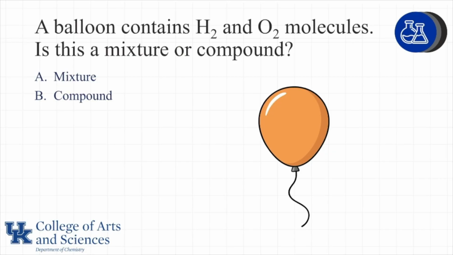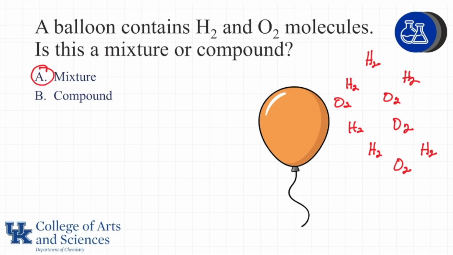A balloon contains H2 and O2 molecules. Is this a mixture or a compound? So if we zoomed in at the molecular level, what we would see is H2 molecules and O2 molecules. Remember, both of those elements exist as diatomics in nature. So we see lots of H2s and O2s, and there's no reaction occurring. The H2s and O2s are separate from one another. They're not reacting, and as a result, we see that this is in fact a mixture.